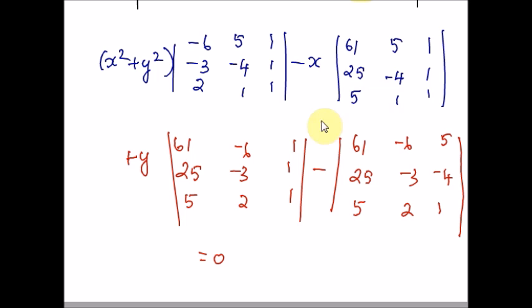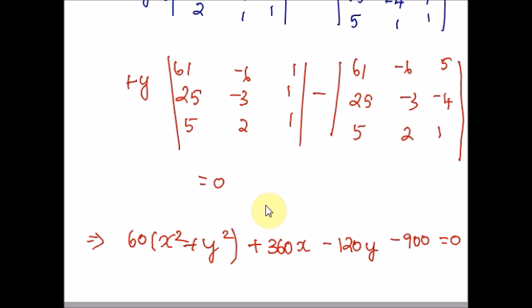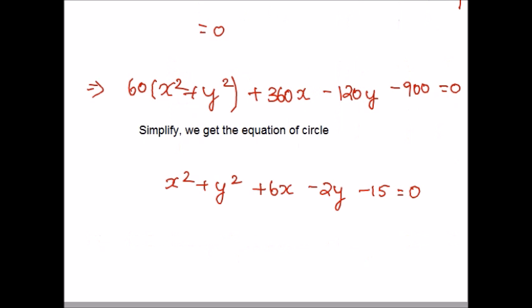Now by simplification, the first term would be 60 and second is 360 and this one would be 120, and this would be 900. So we will get, by simplification, the equation of circle. That's it for this example.